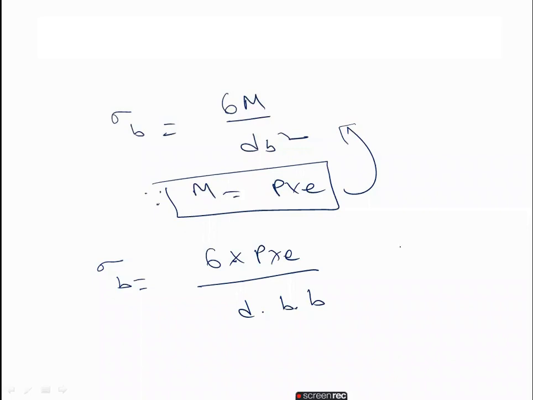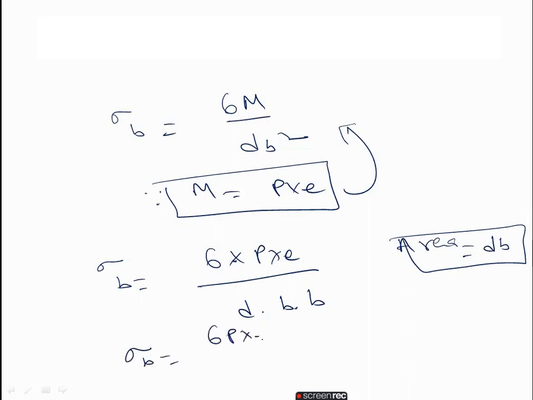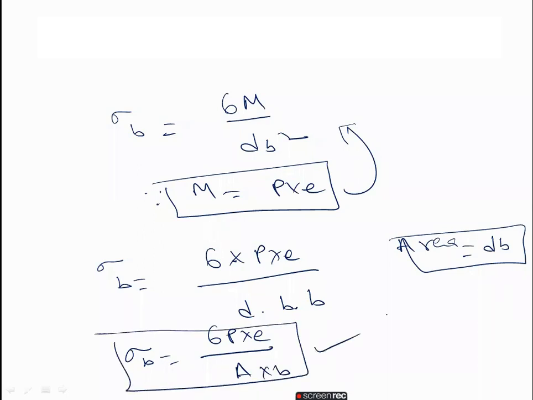We know already the area equals d into b. So sigma b equals 6P into e by A into b. This is the sigma b value we got so far: sigma b is 6Pe by Ab.